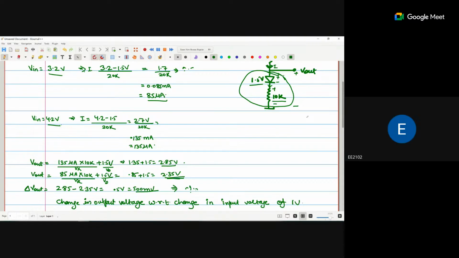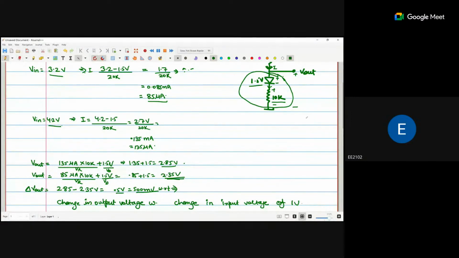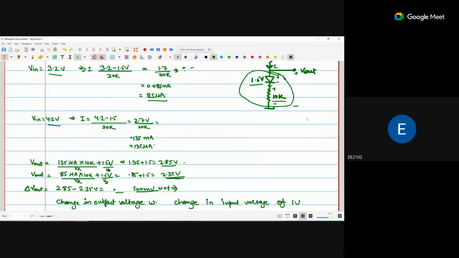Now the change in the output voltage is 0.5 volt, 500 millivolt, with respect to 1 volt change in input, and that is called the load regulation.